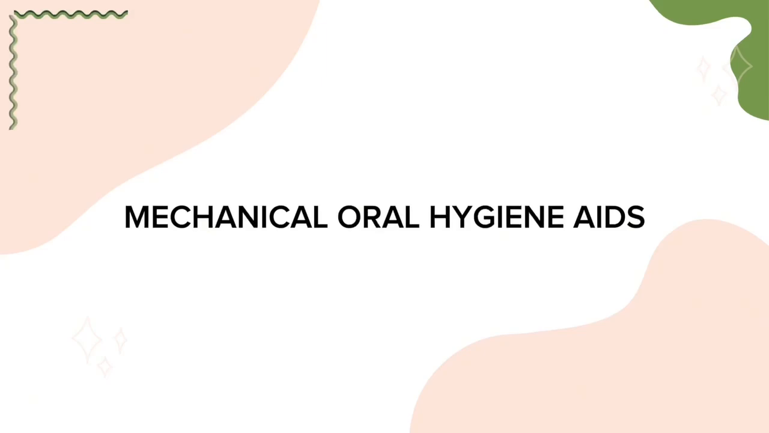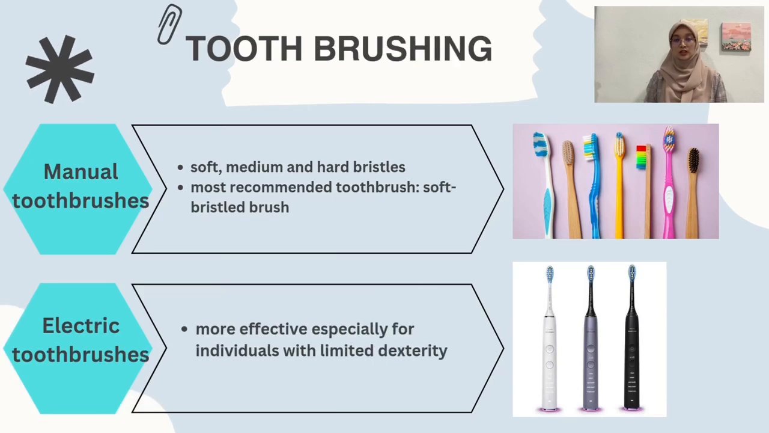There are many types of oral hygiene aids available now in the market that can be used by patients. The aids are divided into two, which are mechanical and chemical oral hygiene aids. First is mechanical oral hygiene aids. There are tooth brushing aids, for example, manual toothbrushes, which are available in soft, medium, and hard bristles. The most recommended toothbrush is the soft bristle toothbrush, to avoid damaging the enamel or causing gum recession.